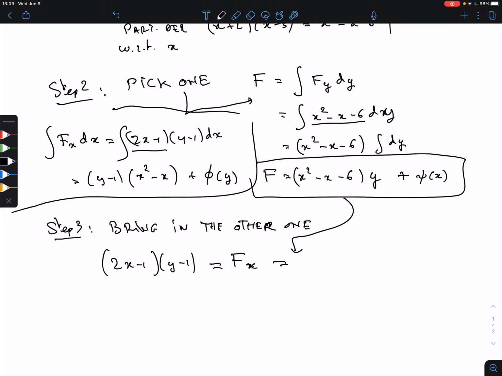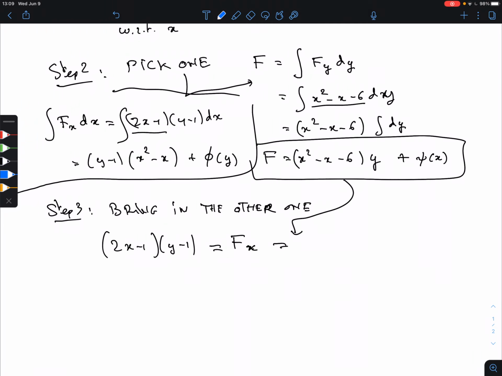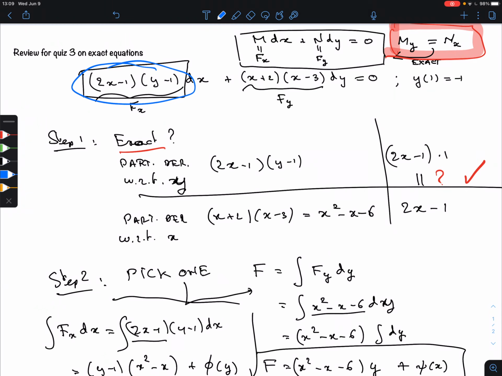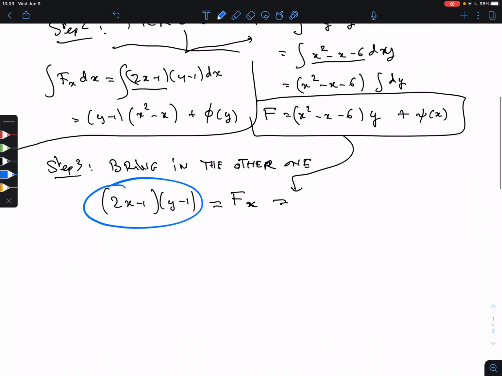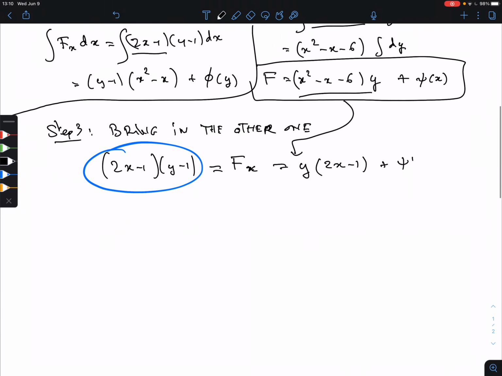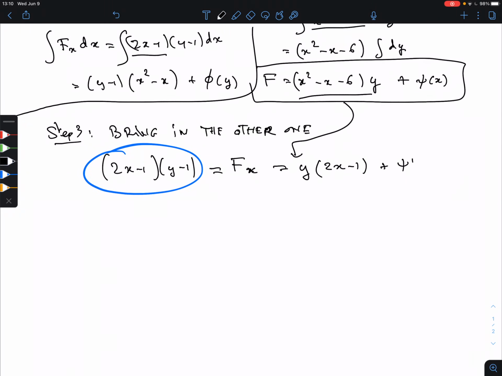So from here, in case this blue guy is just the original coefficient of dx here. So what is this one? Well, now we take the derivative with respect to x. So y is a constant, and then that is 2x minus 1. This is the derivative of this guy. And what did we do there? Well, we have a psi prime, the derivative of that with respect to x. So we just write a prime here. So now we have two things that we have to compare. So actually, let's write this out.